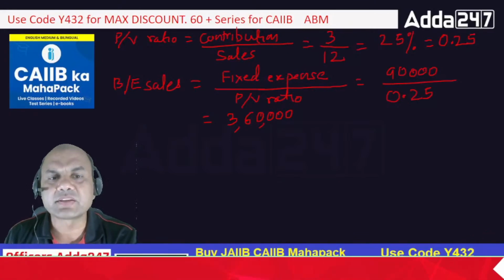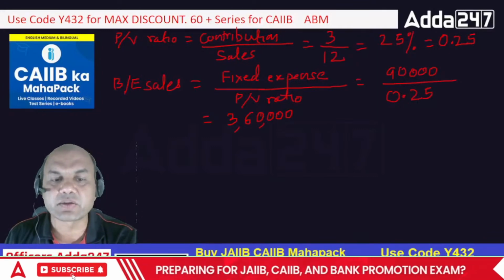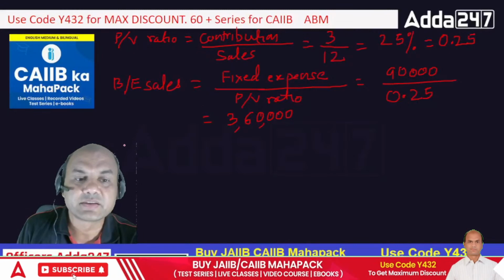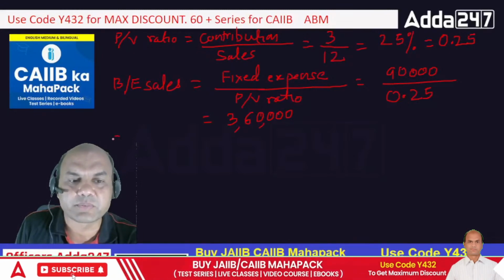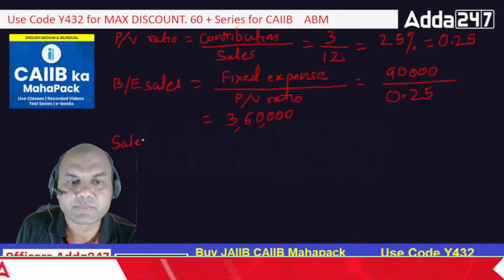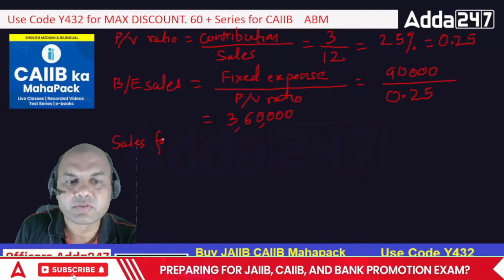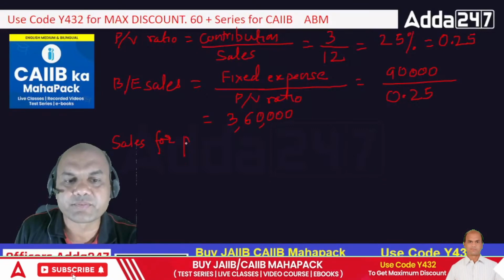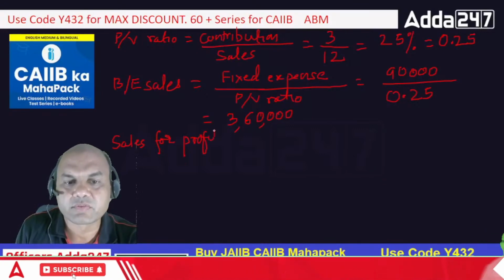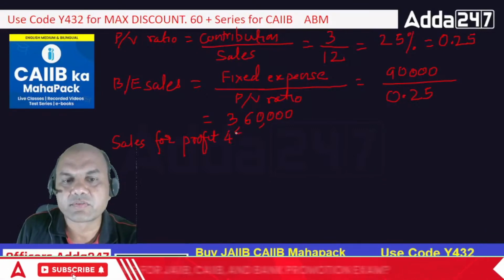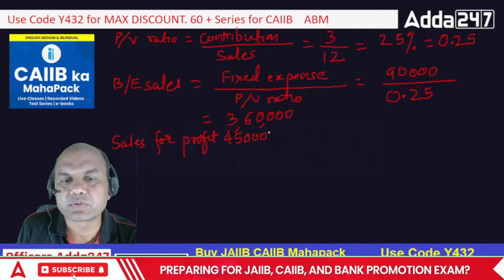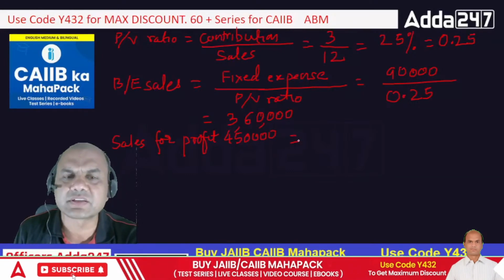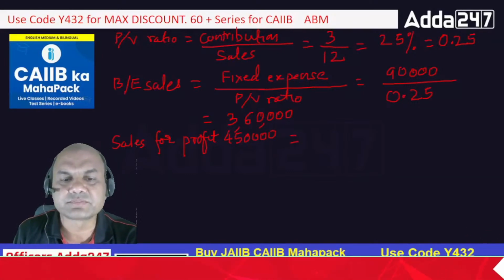What is the third one asked? Third one is sales required to earn a profit of 4,50,000. Let me write it. Sales, I'll write it in short form now. Sales for a profit of 450, 4,50,000. So what is the sales required? So how to solve this now?